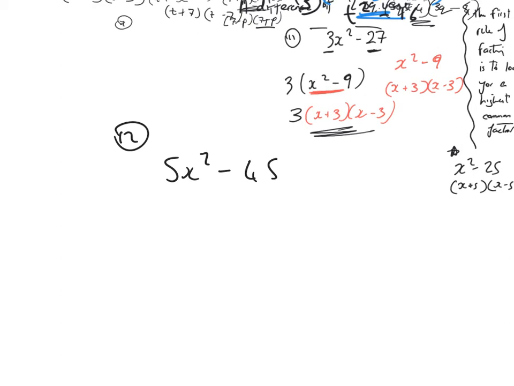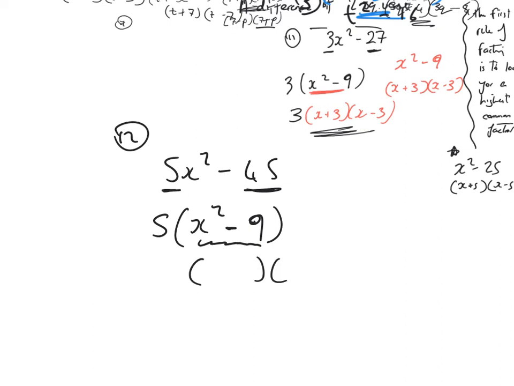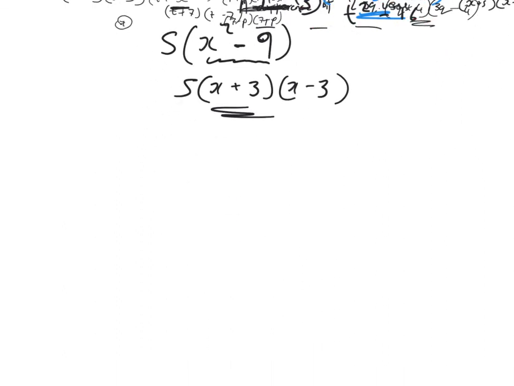5x squared minus 45. Okay, so there's a common factor of 5. From 5 it's 1 and 5. From 45 it's 1, 5, 9, 45. The highest common factor is 5. 5 times what gives me 5x squared, that's x squared. Minus in the middle, 5 times what gives me 45, that's 9. Okay, so that's a difference of two squares. Bracket with a plus, bracket with a minus. Square root of x squared is x, square root of 9 is 3, but remember that there's a 5 at the front.